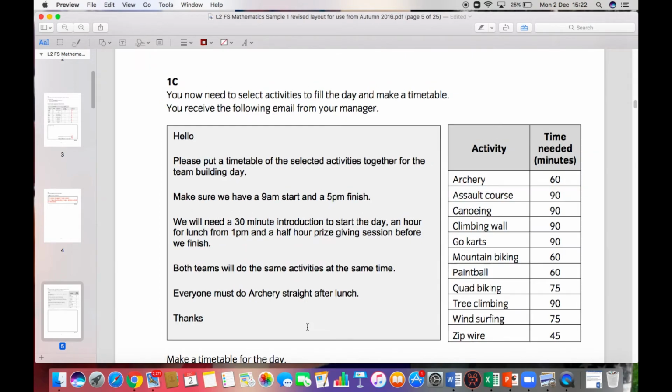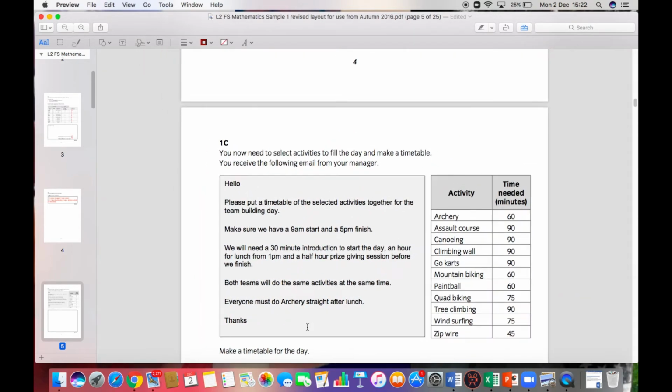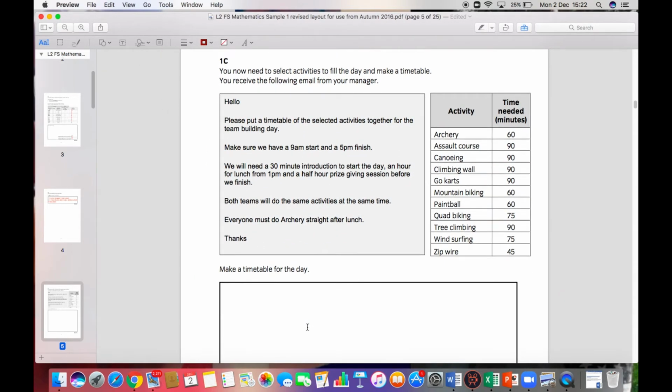Now, I know this sounds a little bit silly, but these are one of my favourite questions because I'm really into organisation, so I like timetabling. So here it says that you now need to select activities to fill the day and make a timetable. You will receive the following email from your manager. Hello, please put a timetable of the selected activities together for the team building day.